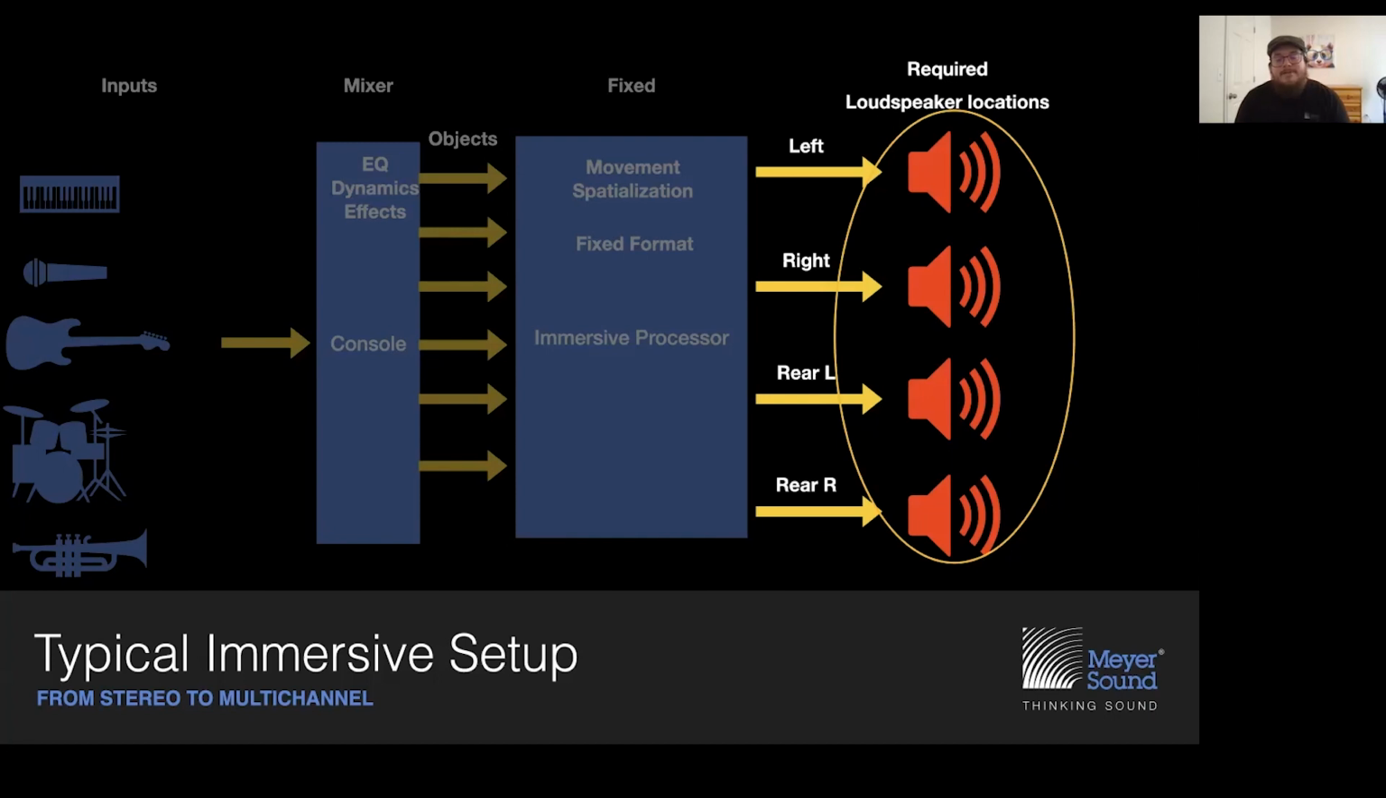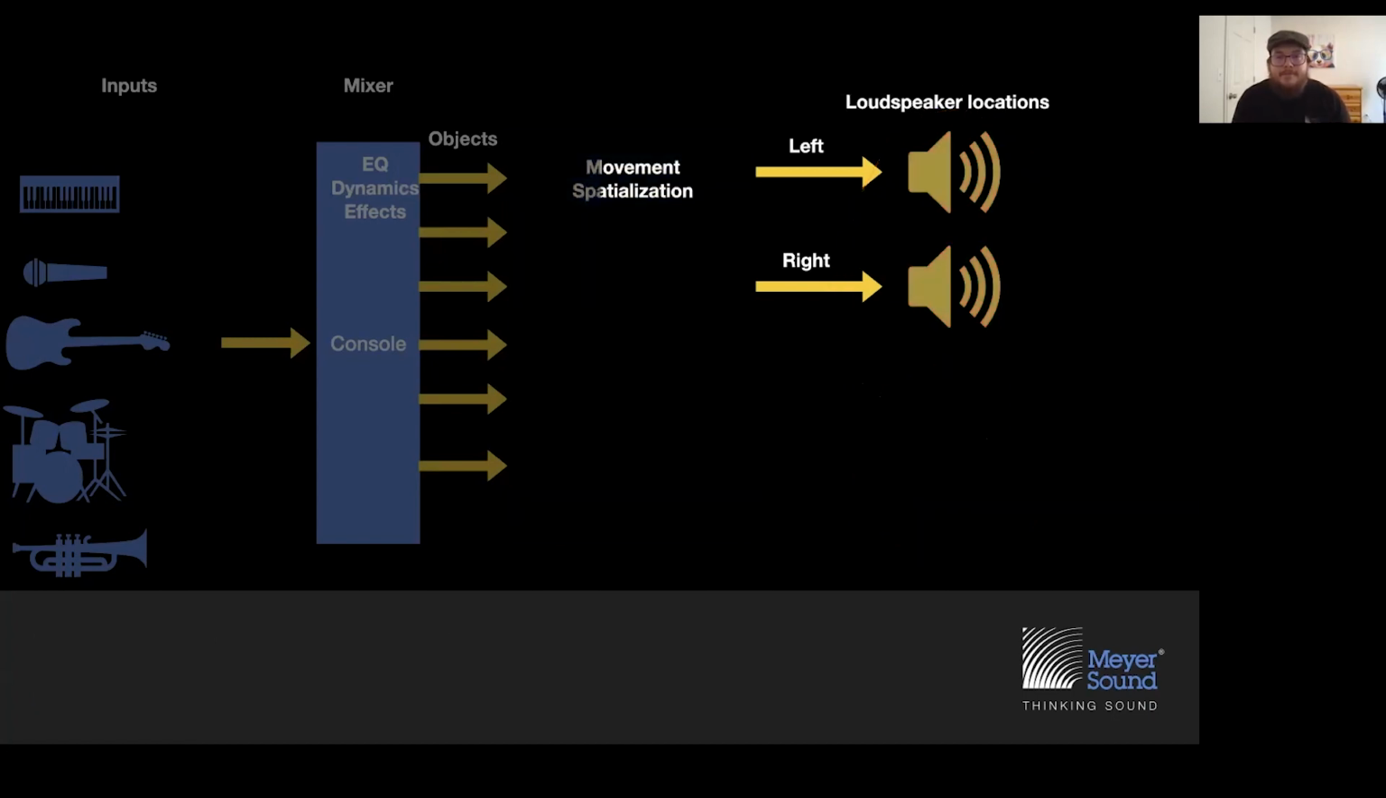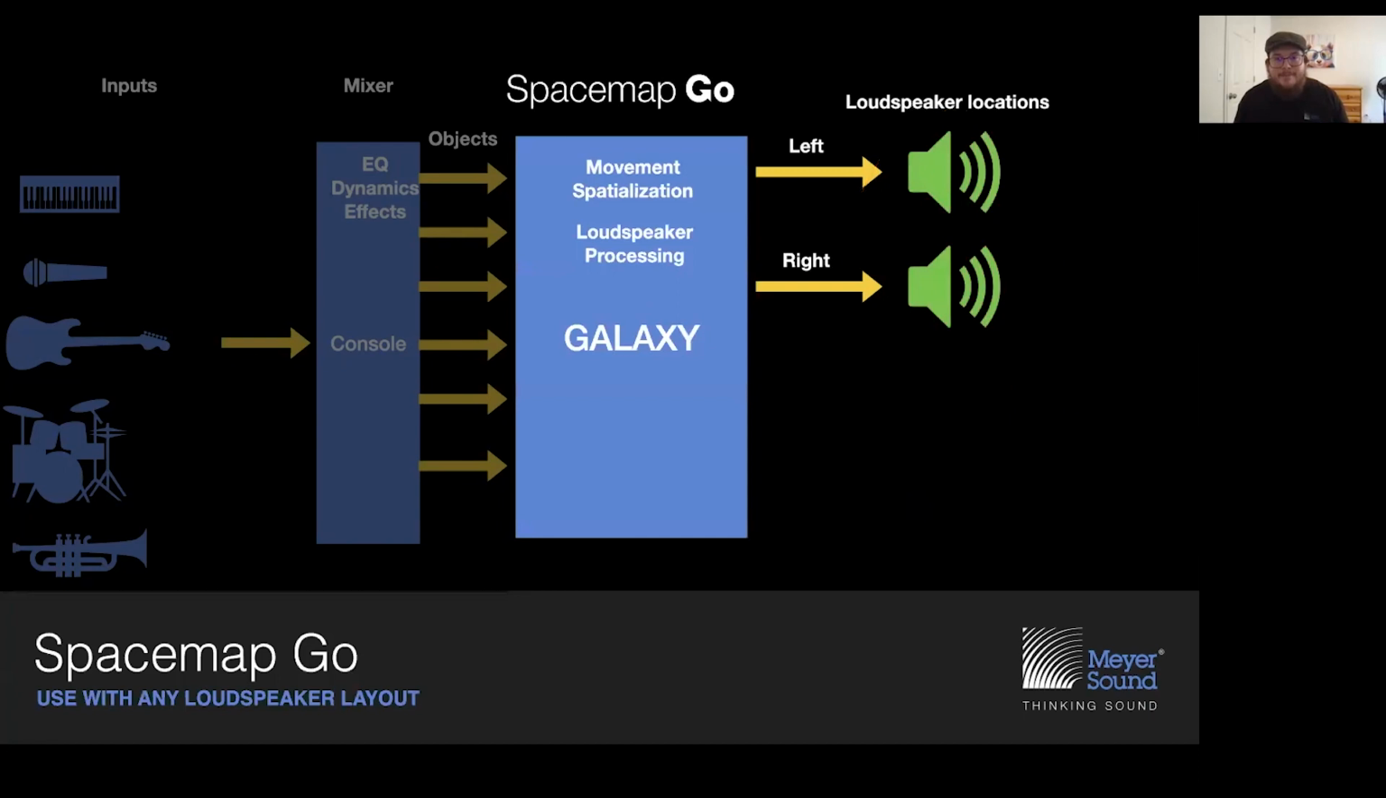And they say you must have this many loudspeakers and use this certain type and do all of this. And that's okay, and it works, and there's very good reasons for that. But one of the things that's really awesome about Spacemap Go is, since it's running on a Galaxy, this black box is no longer just your pan pot. It's also your loudspeaker processor. So you can still tune your PA. And since it's just an output on a Galaxy, it can work with the stereo system.